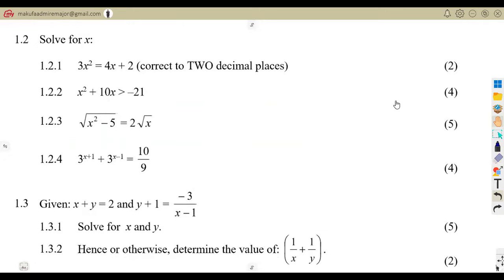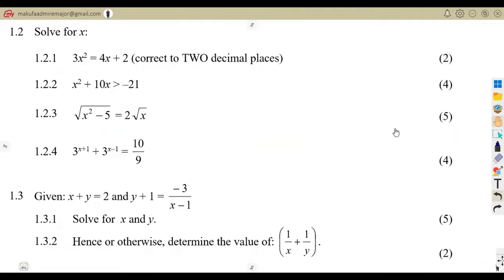Let's see another question where we are being asked to solve for x. This is an equation and you're being asked correct to 2 decimal places. Once you're given this instruction, know that they want you to apply your quadratic formula, or you can use the completing of the square method. Let's see what we are given there.